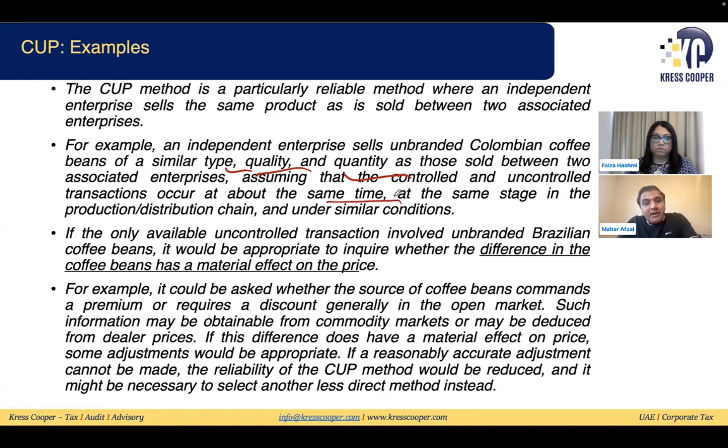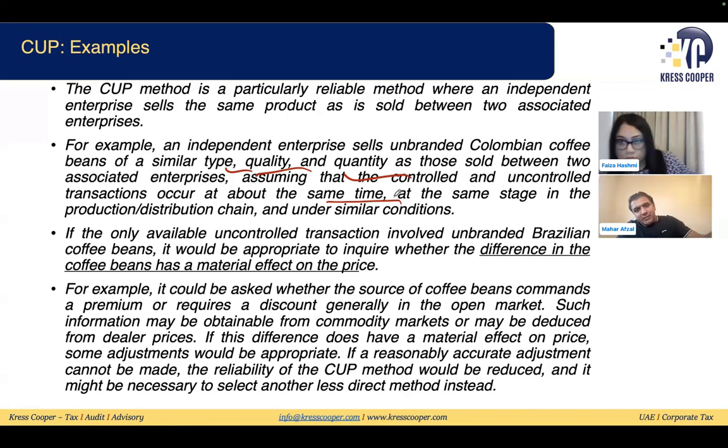If the only available uncontrolled transaction involves unbranded Brazilian coffee beans, it should be appropriate to ask whether the difference in the coffee beans has a material effect on the price or not. So we need to consider when the unbranded Colombian coffee is being delivered, and when the unbranded Brazilian coffee is being delivered. Both are unbranded coffee; one might be delivered between related parties, another delivered to the same party.